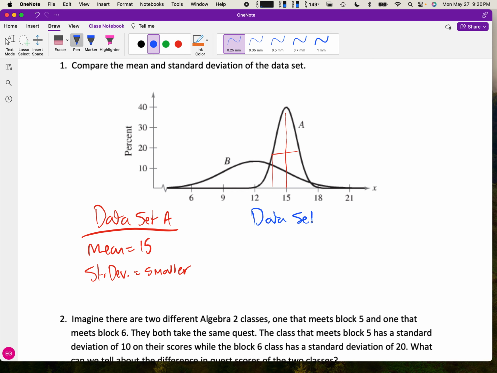For data set B, when we're looking at this guy, right, it's going to have a mean that is approximately 12. And if we try to do our little shortcut here, it's probably going to be somewhere around 4-ish. But again, we're going to focus on the fact that it is much larger than the standard deviation of A because it's much more spread out, right? So our data is much further away from the mean than it is in A.